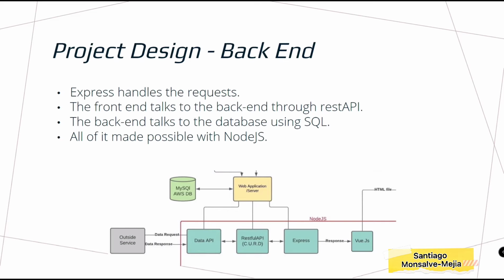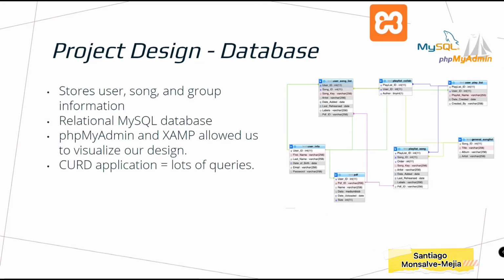And when it sends a request, the backend will take that request. These requests have some data attached to it. It will take that data and it will put it into a database query. That's how we call the database, and then it retrieves the information from the database and sends it back to the front end. All of this is possible thanks to Node.js and Express, and I will explain what Node and Express is later.